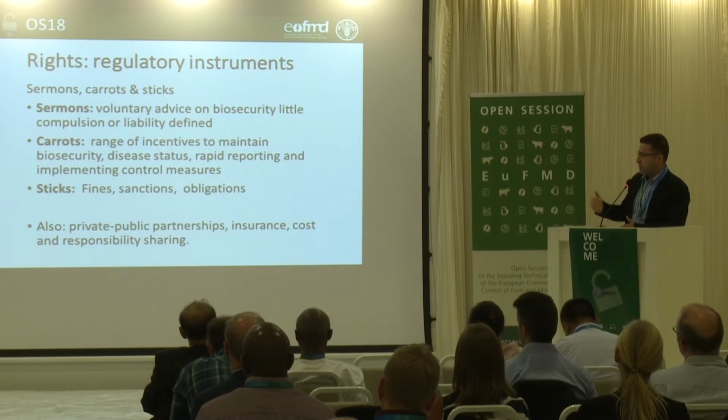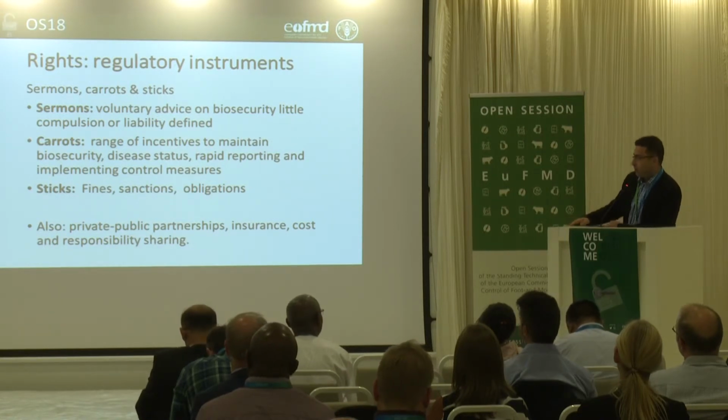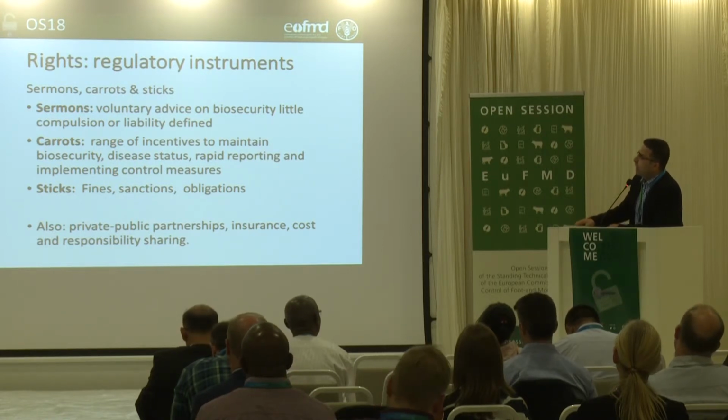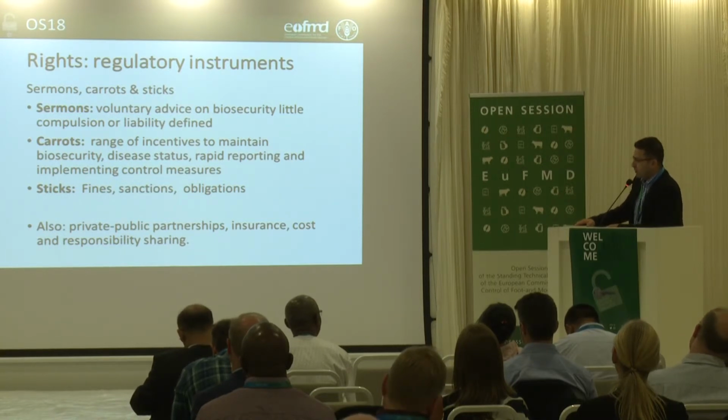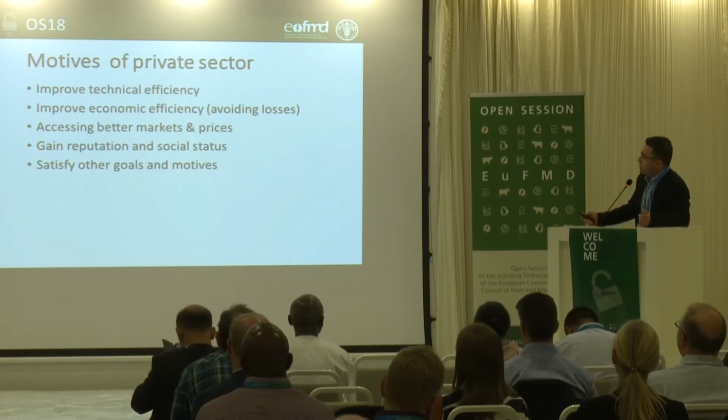There are also other methods, like we have heard about private-public partnerships, and that's happening in many developed economies. Insurance is another mechanism to regulate these externalities, and also cost and responsibility sharing that exists already in many countries, Australia and European countries.